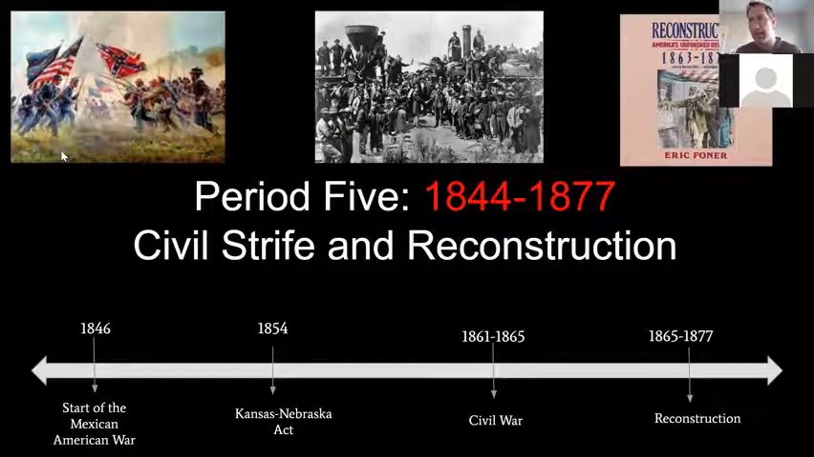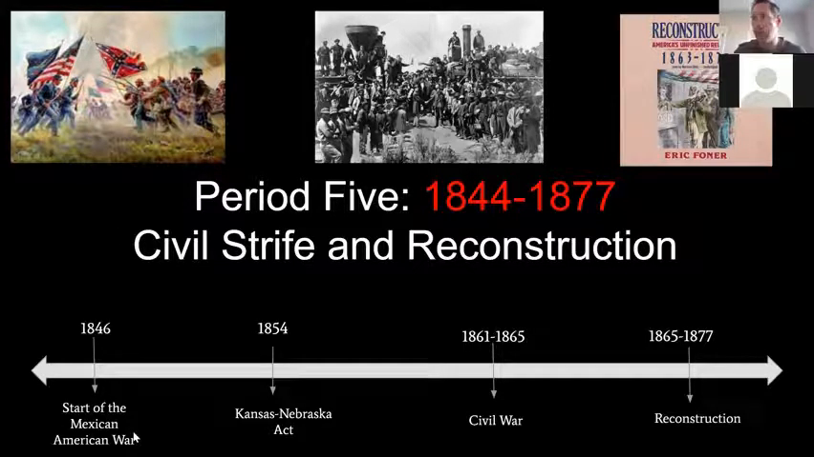If you look at the years that frame period 5, it starts in 1844, which is important because we're talking about a significant growth in westward expansion. And then we're going to carry on all the way through 1877, which is important because that is the end of Reconstruction. That's when the North essentially abandons Reconstruction and decides to focus more on themselves. So those are the things that are framing this time period. But like I said, all of it is revolving around the Civil War.